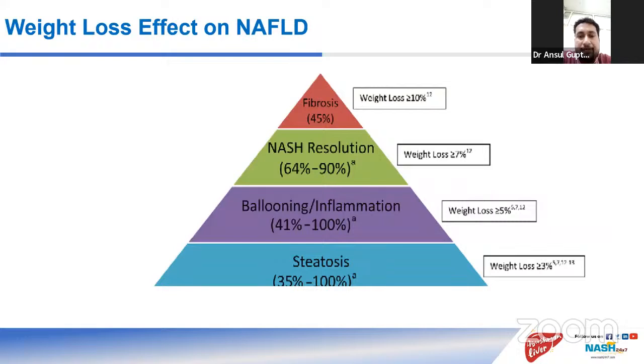In this diagram, you can see what weight loss will affect. For steatosis, ballooning, inflammation, NASH resolution, you can see in the chart that with a weight loss of a certain percentage, you can reverse these things. Ideally, if the patient is severely obese, 10 to 20% weight loss is sufficient. Weight loss is more important. First thing is weight loss.